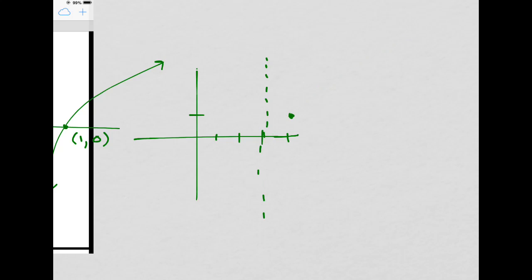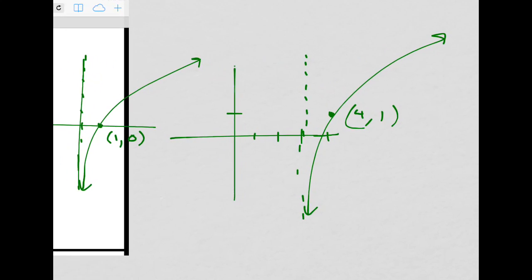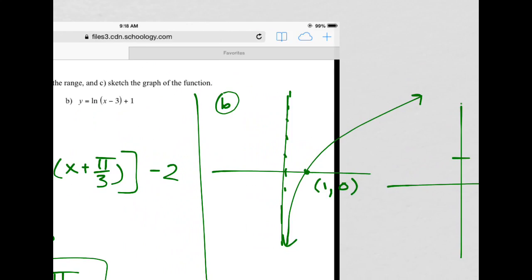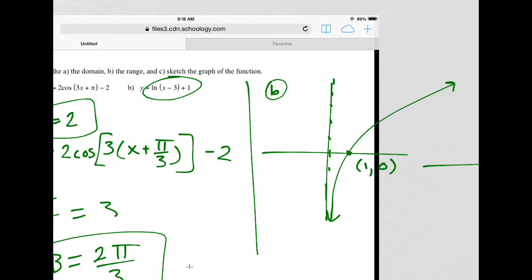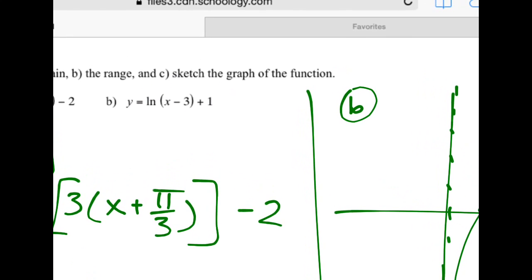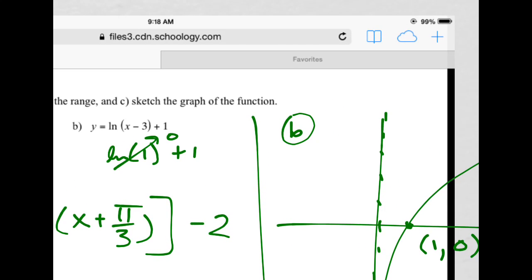I missed. This is actually 4, 1. Right? If you plug in 4, you should get 1. Let's check it out. Plug in 4. What do you get? 4 minus 3 is 1. Natural log of 1 is 0, and then plus 1. Natural log of 1 is 0. Right?